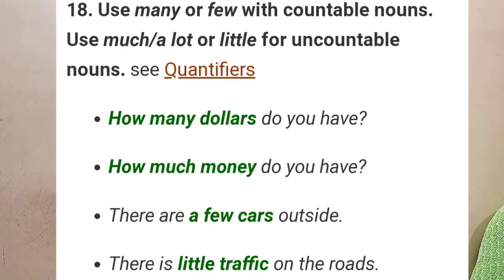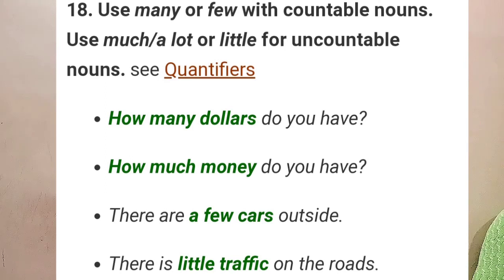Use of many or few with countable nouns. Use much or a lot or little for uncountable nouns. How many dollars do you have? This kind of question refers to a countable noun. Dollars are countable, so I can say how many dollars you have. Now suppose I'm saying how much money you have. I cannot say how many money you have, because money is related to the entire property or the entire bank balance I have. So I will say how much money. It falls under the uncountable category.